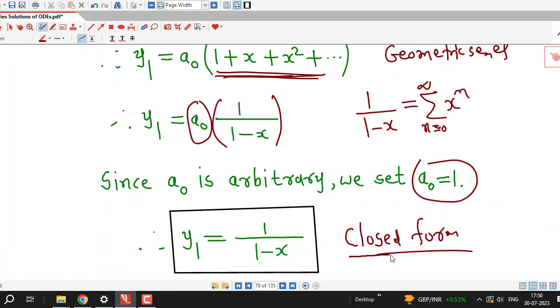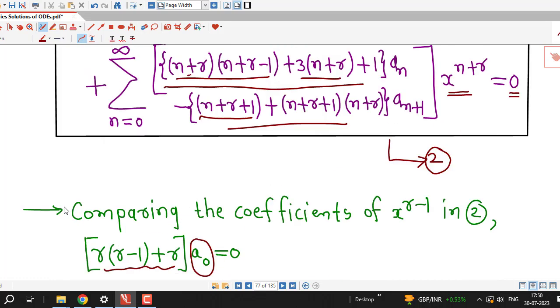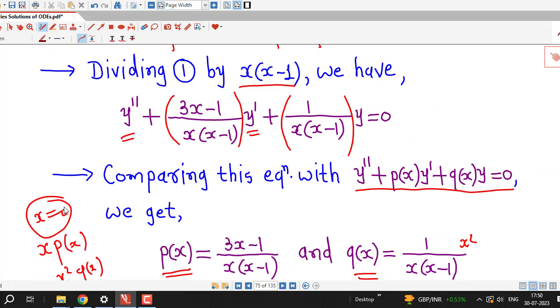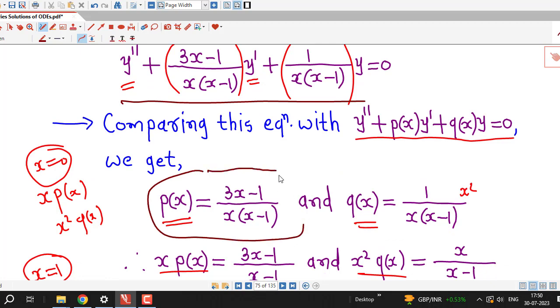Now this is the first solution of the given differential equation using the Frobenius method, and as I discussed in the starting of this lecture, if we have a closed form solution, then we can use the method of reduction of order to decide the second linearly independent solution. For that I have to check what is the coefficient of y dash in the given equation after it is expressed in standard form, that is in this form. Here the coefficient of y dash we have already obtained, it is p(x), and it is (3x minus 1) over x into (x minus 1).